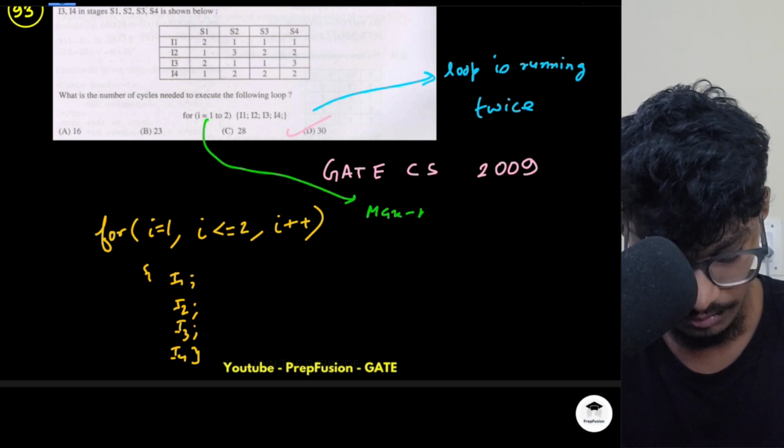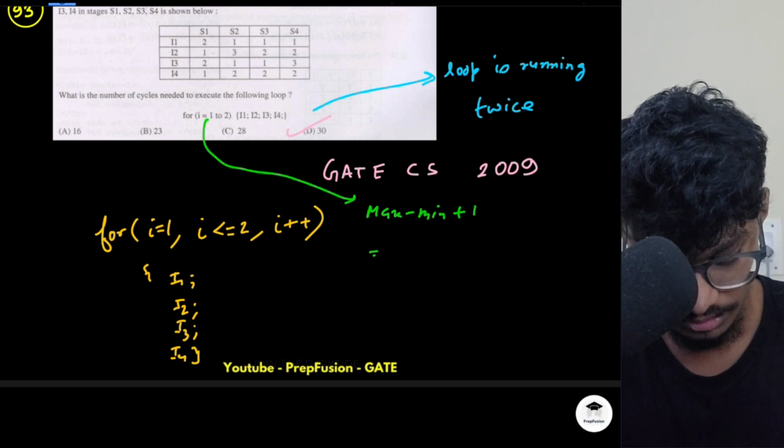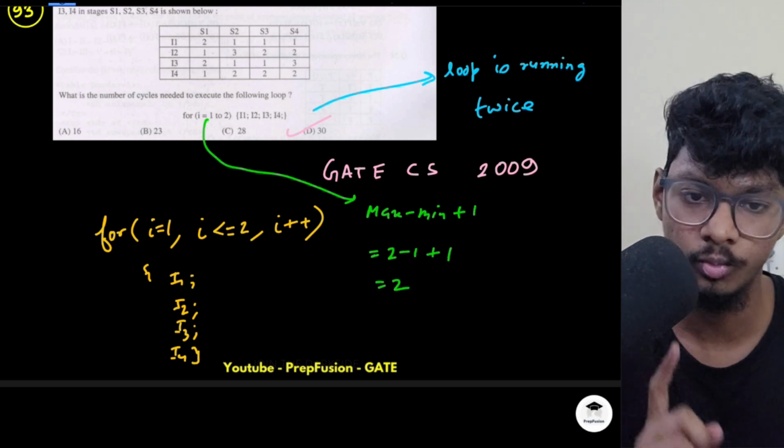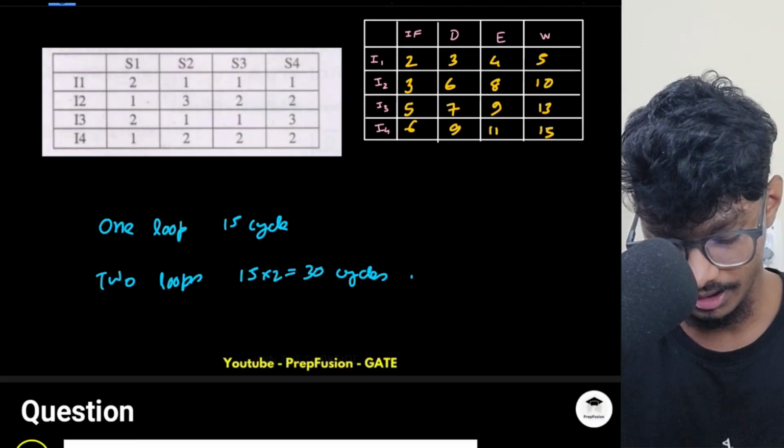Max minus min plus 1. So 2 minus 1 plus 1. So it is 2 times. So that's why the loop will run twice. Okay. So I hope you understood this point.